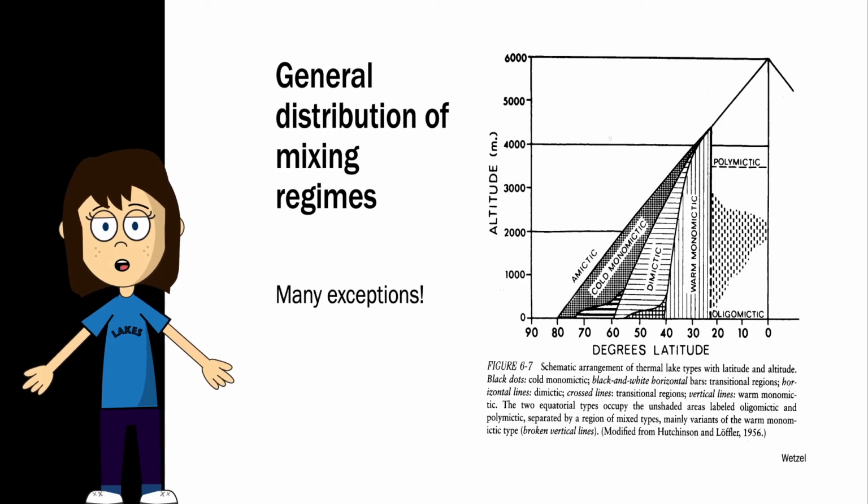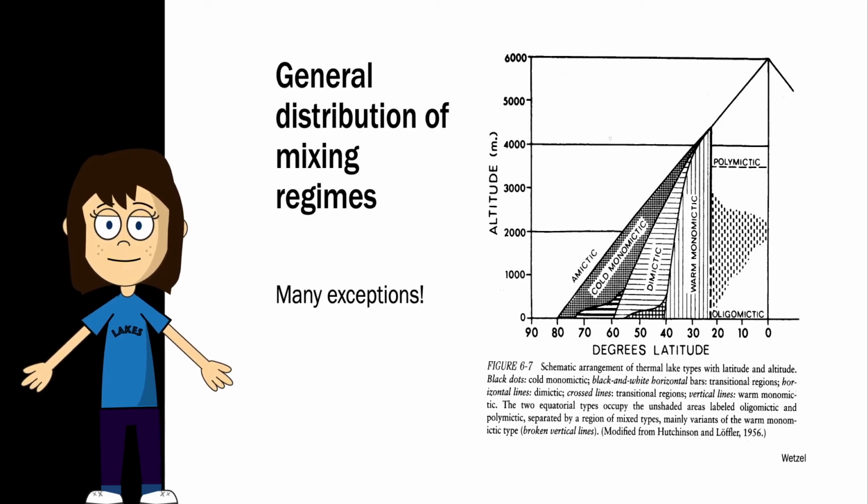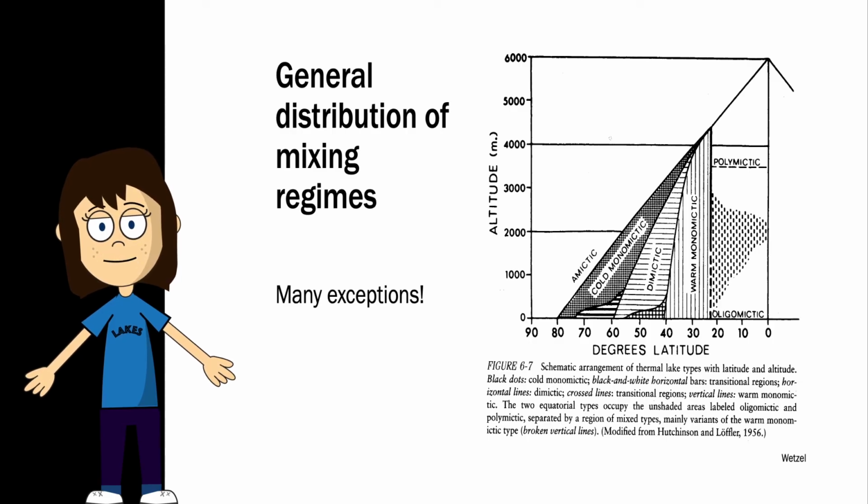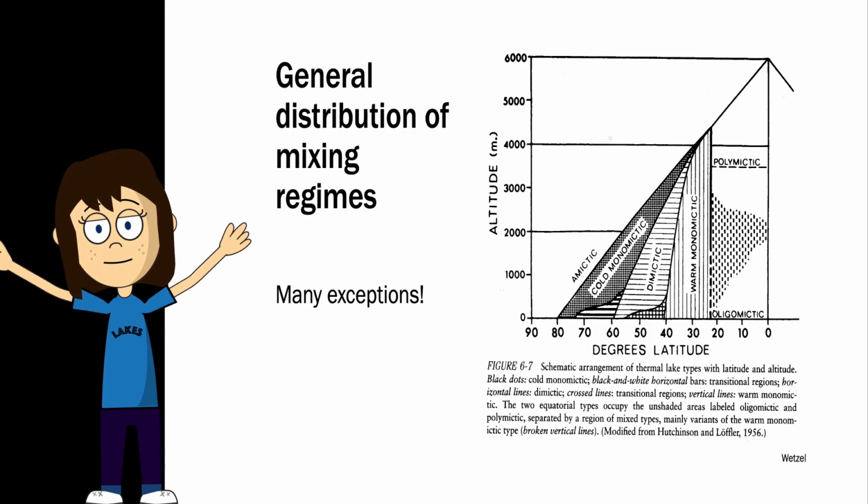We can attempt to generally classify lake mixing regimes based on latitude and altitude. Here's a classic schematic where we see that cold monomictic lakes tend to be at more northern latitudes, dimictic lakes tend to be at temperate latitudes, and warm monomictic lakes tend to be at tropical latitudes. And as we go up in altitude, we see more amictic lakes. These are lakes that don't mix because they might have a perennial ice cover. But remember, there's many exceptions to this general distribution.